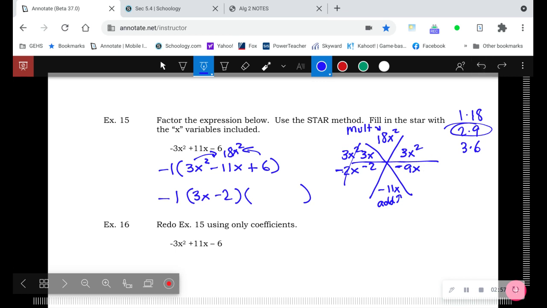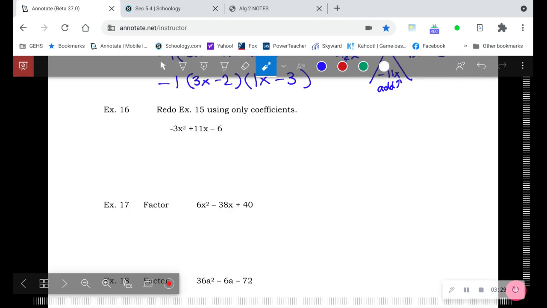In this case, divide top and bottom by 3x. And that gives you 1x minus 3. Now we're going to check this and see if it works before we move on. This would give 3x squared. That's good. The back gives positive 6. That's good. To get the middle term here, the negative 11x, you have to combine the inside and the outside. So minus 2x and minus 9x gives negative 11x. So everything's good here, and we've got this one licked.